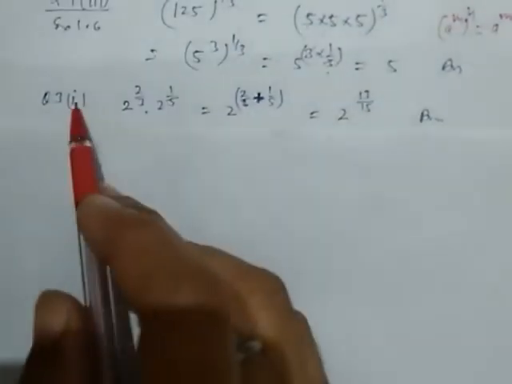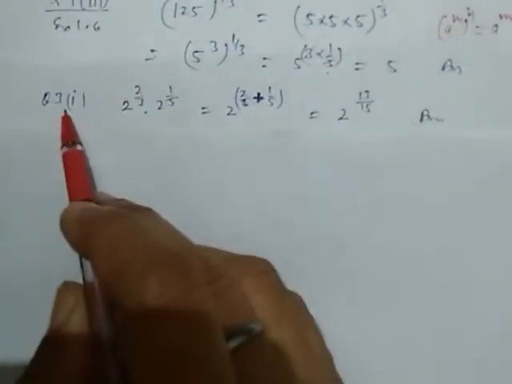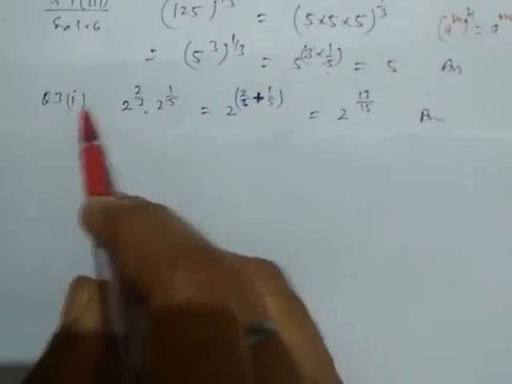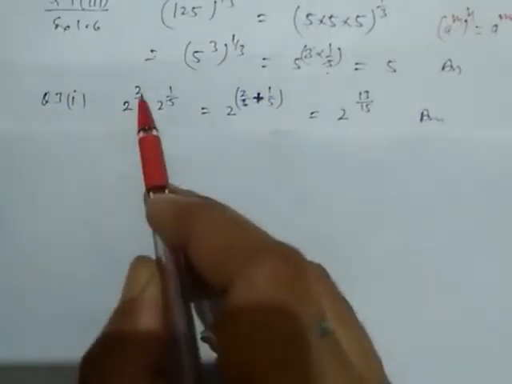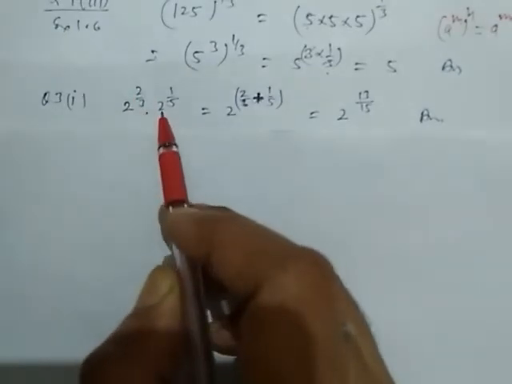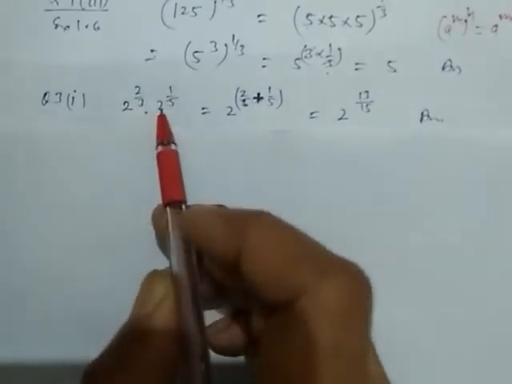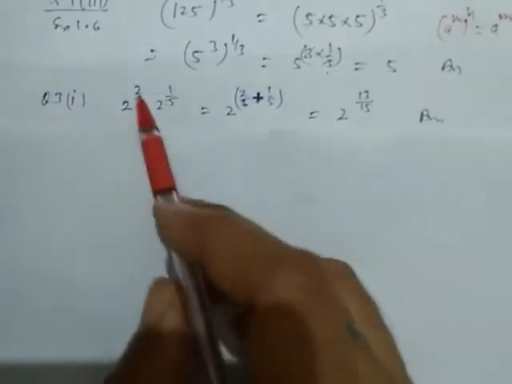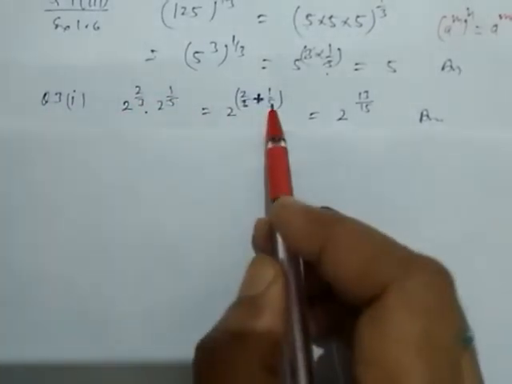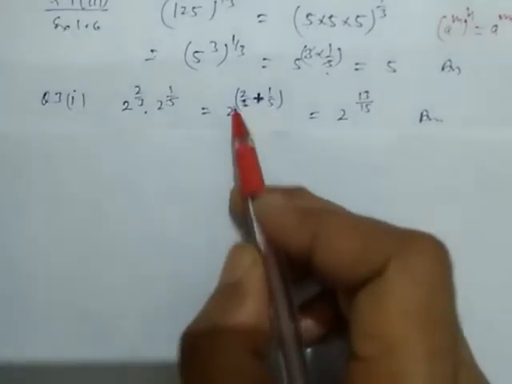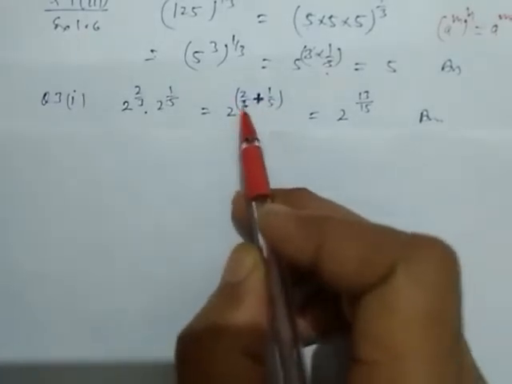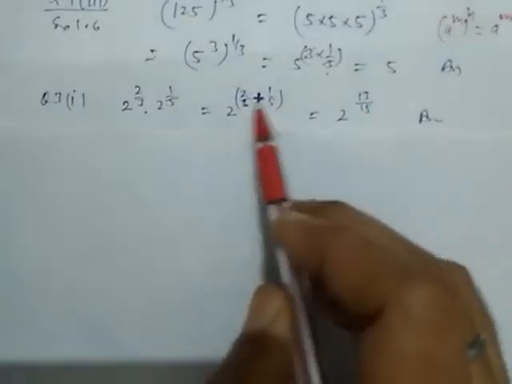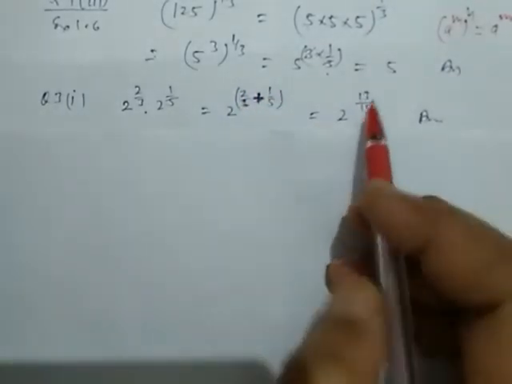Now we take another question. Question 3.1 of exercise 1.6: 2 to the power 2 by 3 into 2 to the power 1 by 5. Here the powers are different but the bases are same, so the powers are added. 2 to the power 2 by 3 plus 1 by 5. Take the LCM. LCM of 5 and 3 is 15, so this becomes 13 by 15. This is the answer.